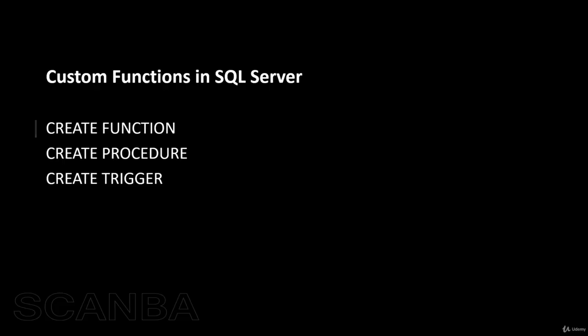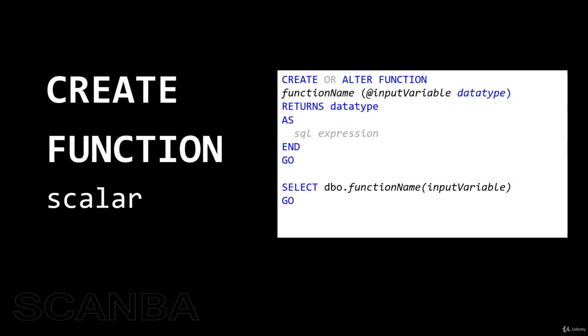We will start with a create function command. With this command, we can create two types of functions, a scalar function and a table function. The scalar function returns a single value. Starting from SQL Server 2016, we can create a new function or alter an existing function with the same name with a single command. Alter keyword is optional.